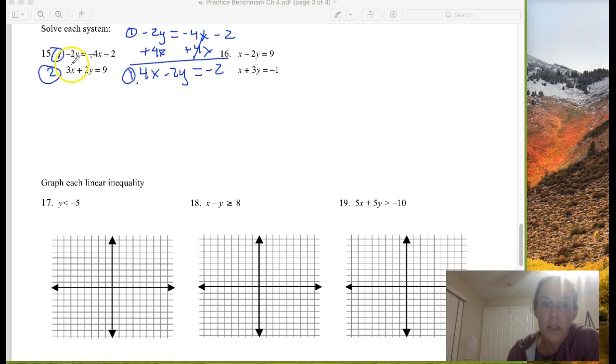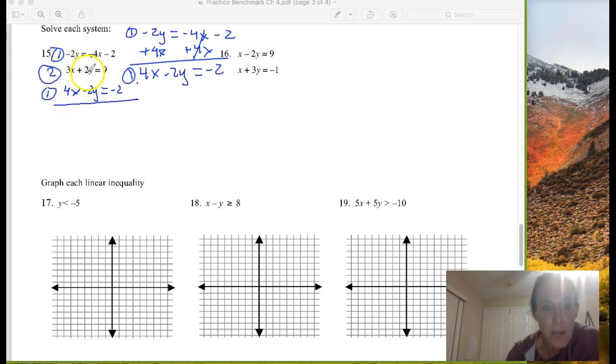Now the x's and y's can line up with these x's and y's. So I'm going to rewrite equation 1 under here, and I'm going to write it as 4x minus 2y equals negative 2. Now the x's and y's line up, and the constants are on this side. So I basically added 4x to this side, and I do it to both sides.